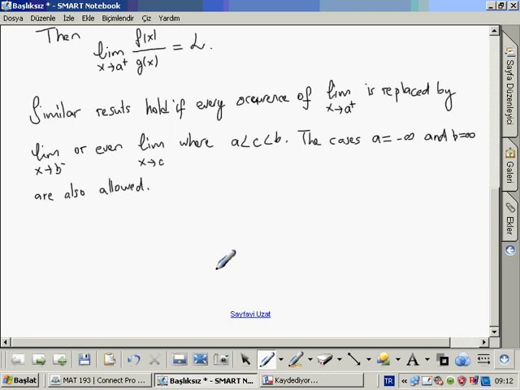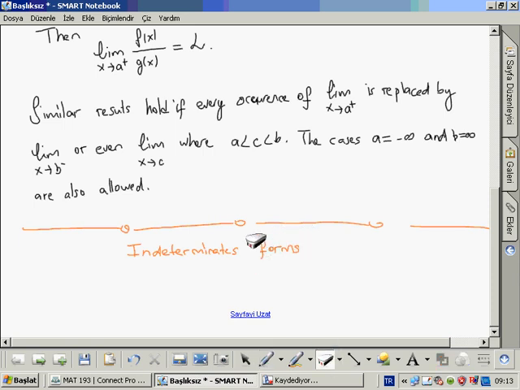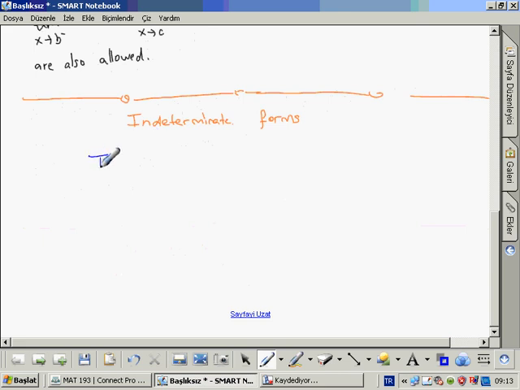You can find the proof of this definition of L'Hopital's rule in your book, and let me give you some indeterminate forms and some examples of them.